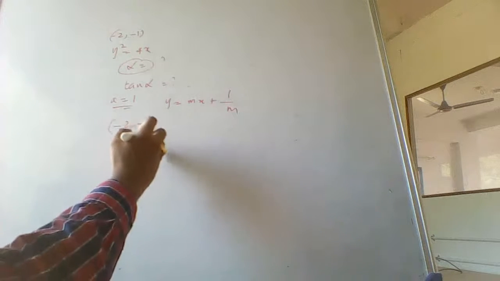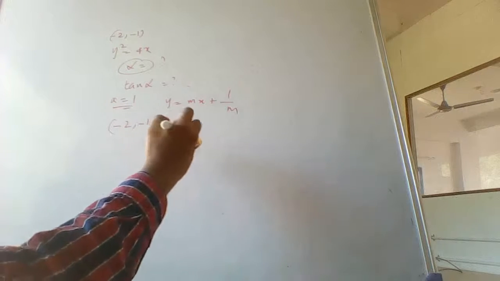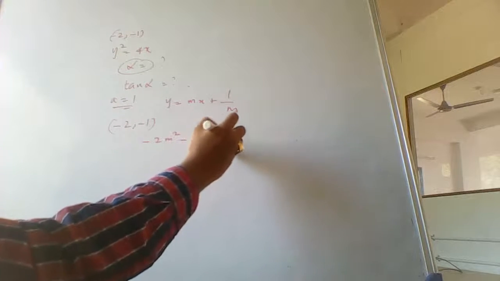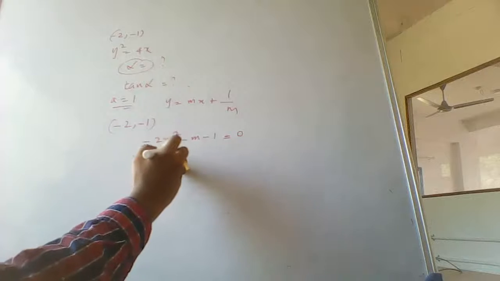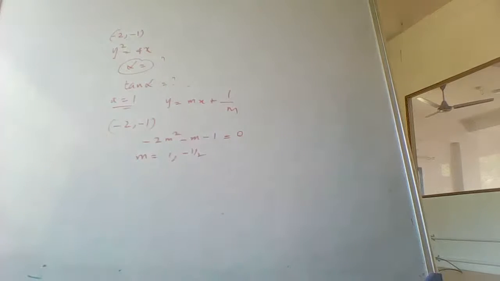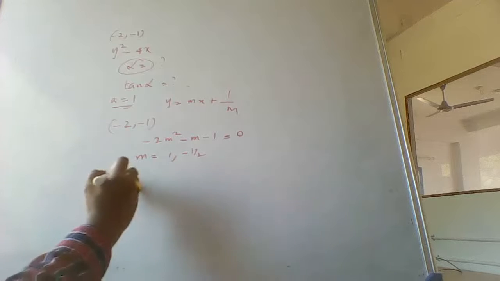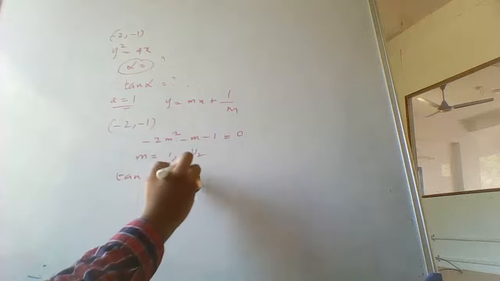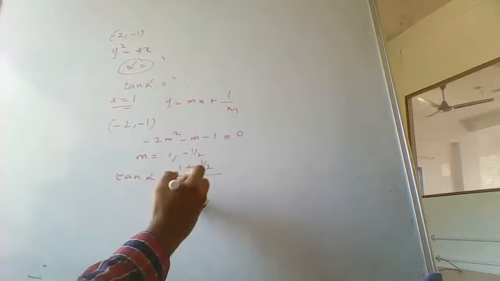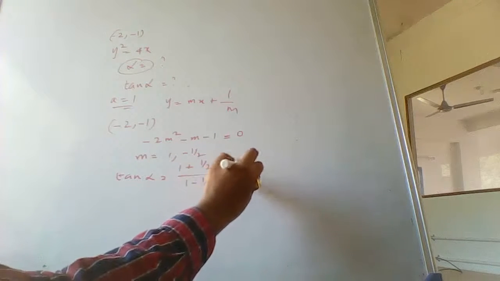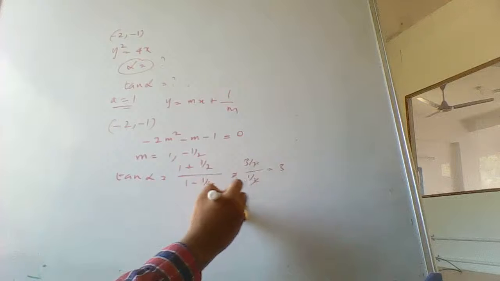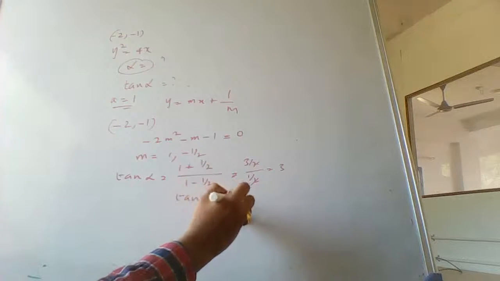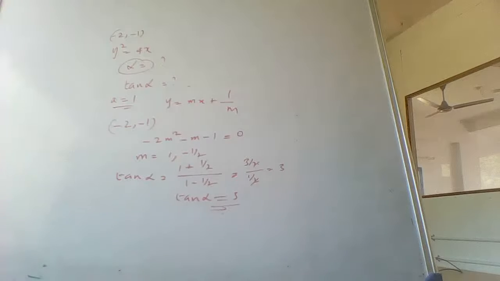When you substitute it, you get minus 2m square minus m minus 1 is equal to 0. So the roots of this will be 1 and minus half. So tan alpha, by using the formula, is 3 by 2 divided by 1 by 2. The 2 gets cancelled, I get 3. So tan alpha will be 3, which is the required result.